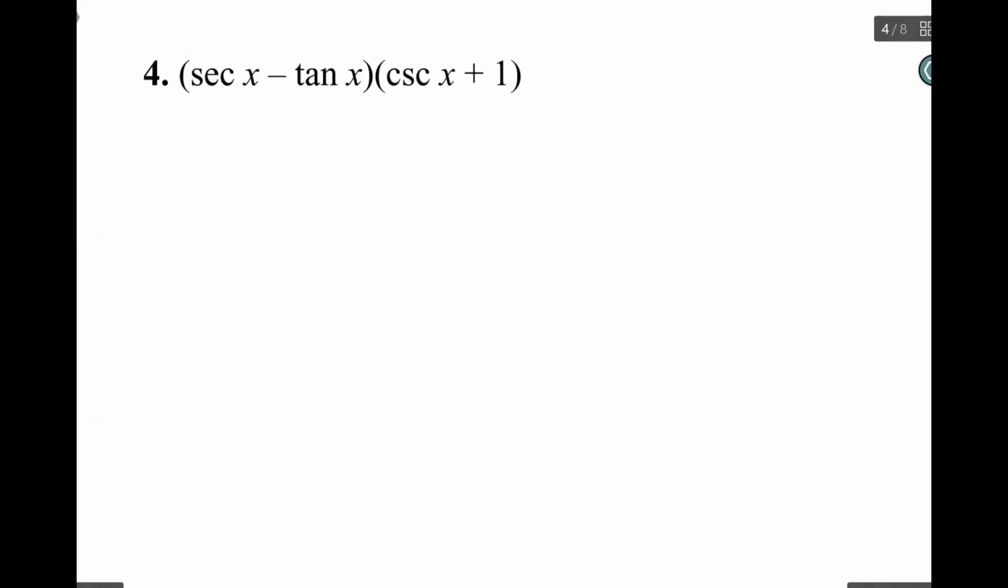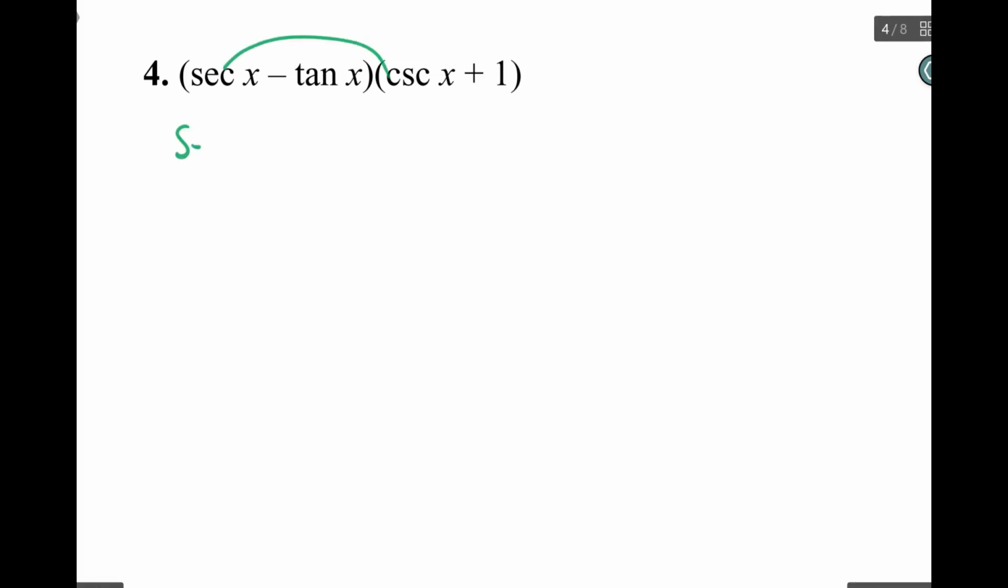Alright, let's try this next one. So right away, I'm like, oh, I see something plus 1, right? But it's not squared. Well, shoot. What if I FOILed this out? It seems like that's the only way to do it. Nothing's squared. Can't really cancel anything out. So it's best to do FOIL.